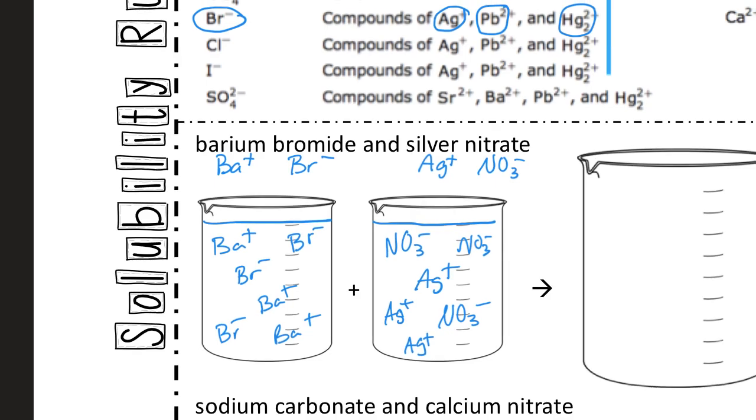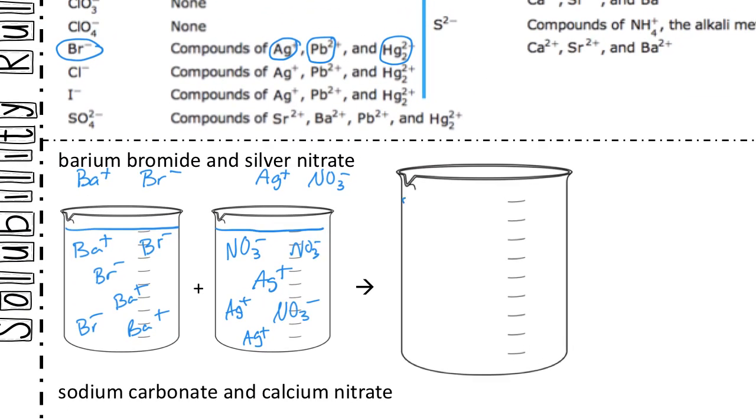Now, if we mix the 2 of them together, I've got to have a bigger beaker because I got to pour that volume in. I'm going to look and I'm going to see that here's bromine, and it is being put in with silver. So what's going to happen is the silver is going to combine with the bromine, and it's going to form a solid that's going to settle to the bottom. That's our precipitate.